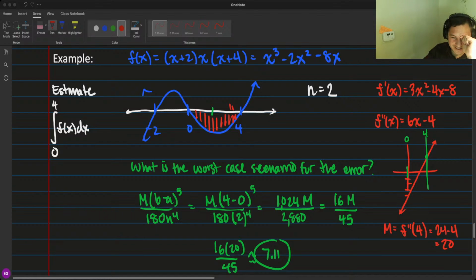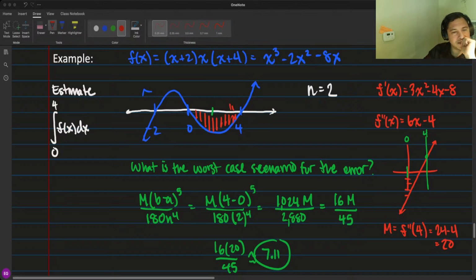Oh, you're having the same exact problem. Or it's like, wait a second, why is this not working? Okay, let's make sure I just entered the function right. X cubed minus 2x squared minus 8x. Okay, cool. I did that right. I had to integrate from 0 to 4.